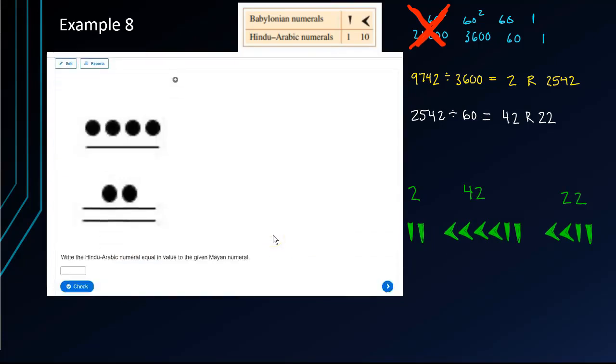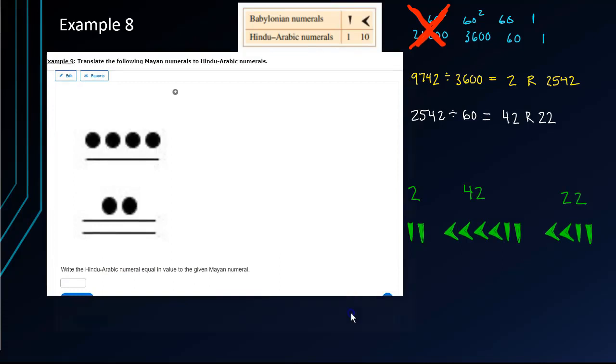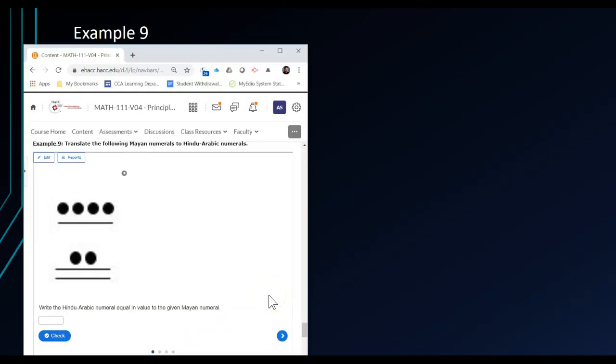On to the next question. For the Mayan system now, in example 9, you're going to take these numbers here, which are pretty easy to read as far as what the values are. It's just remembering the place values for this.